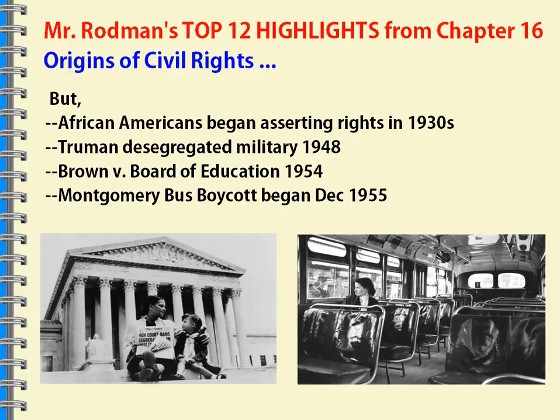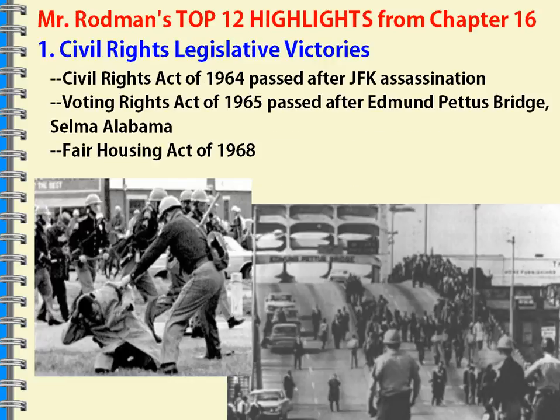So we did start to see African Americans asserting rights in the 1930s. President Truman, at the end of the war, really tried to desegregate, and by executive order desegregated the military in 1948. We would see the Brown decision in 1954, Rosa Parks then coming in 1955, which would launch the Montgomery bus boycott. So a number of things led to some civil rights victories.